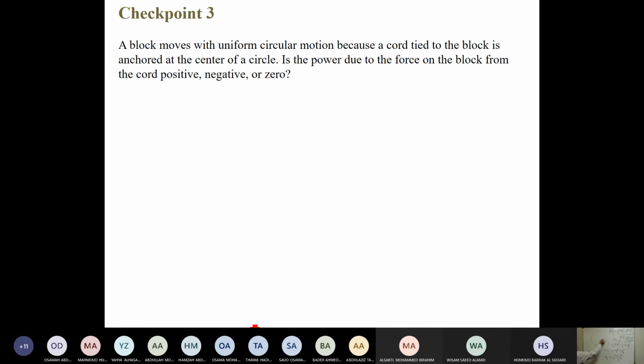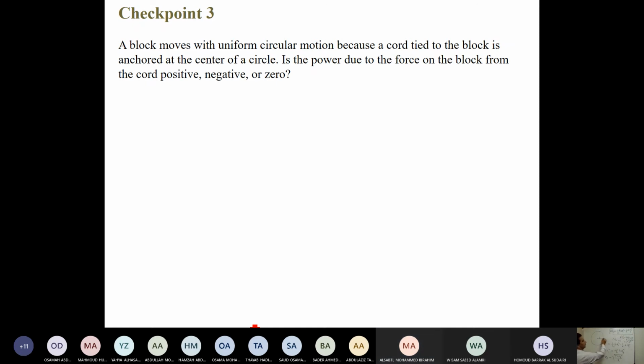You have the circle, there is a cord, and it is tied to the center. We know there is a force in the cord, there is tension to the center. If it was going counterclockwise, in which direction the velocity is going to be? Negative for the x-axis. Okay, but if it was, this is the circle, right?